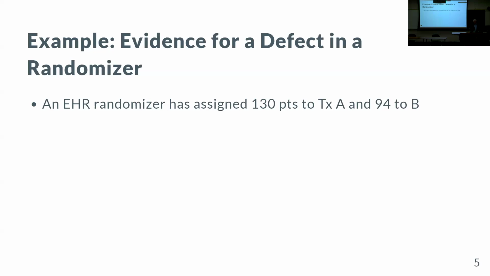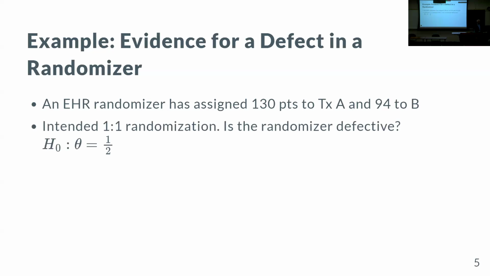We don't get into this problem, but this is an Epic problem. So we have an intended one-to-one randomization. Is the randomizer defective? And what's the difference between addressing this in a frequentist way versus a Bayesian way? So in a 2x2 table, and doing a null hypothesis of a half, you get a p-value of 0.019, and the accurate Wilson confidence interval is 0.51 to 0.64.